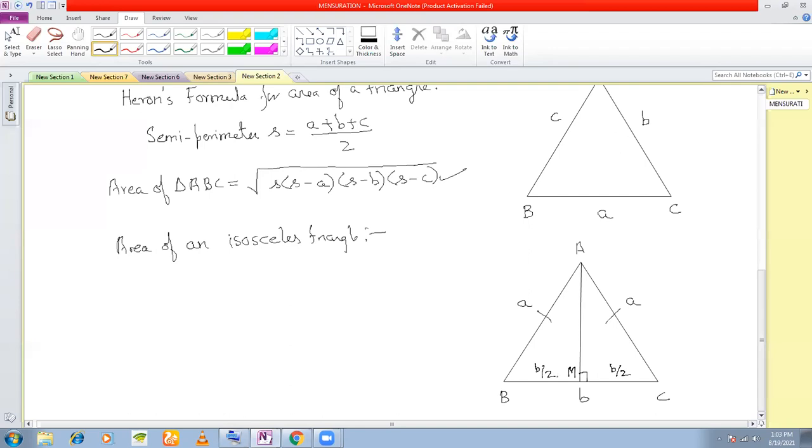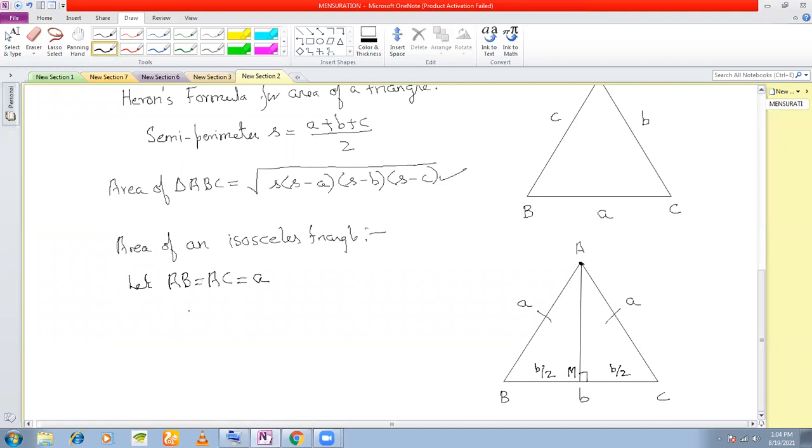I told you this works only in case of an isosceles triangle, and the perpendicular has to be drawn from the vertex containing the equal sides. Do you remember this or not? And when I was doing congruent triangles, I had mentioned this to you. Anyone who does not remember? Everyone remembers. Good.